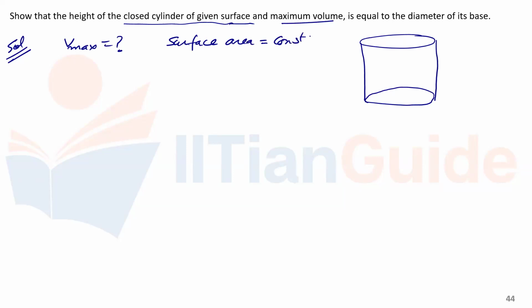This is given in the question. When volume is maximum, we need to prove when height is equal to the diameter of the base. Height and diameter both are equal. Okay. When height is equal to 2 times the radius, or the diameter. Clear? Is the question clear?